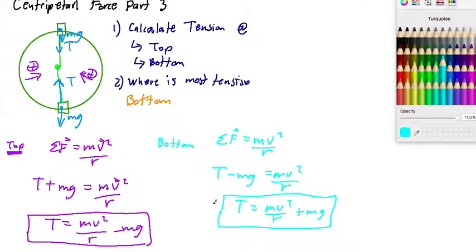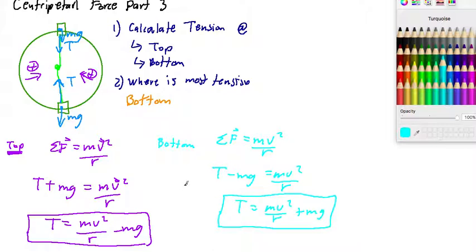So tension at the bottom is actually your centripetal force plus your force of weight, mg. At the top, on the other hand, it's just your centripetal force minus mg. So those are your formulas.